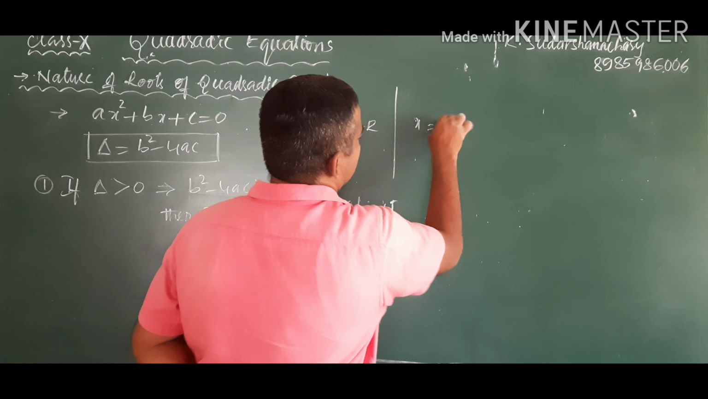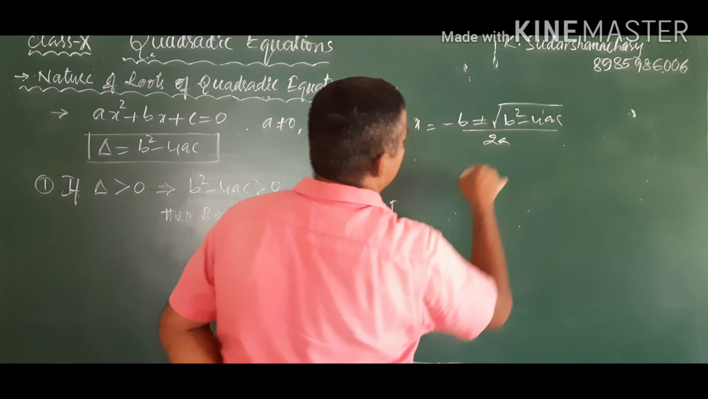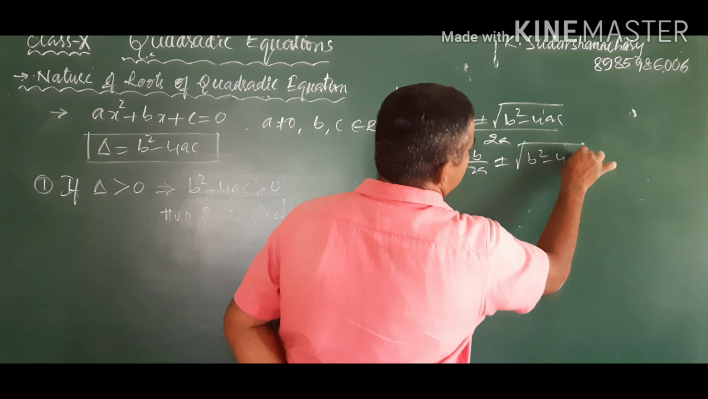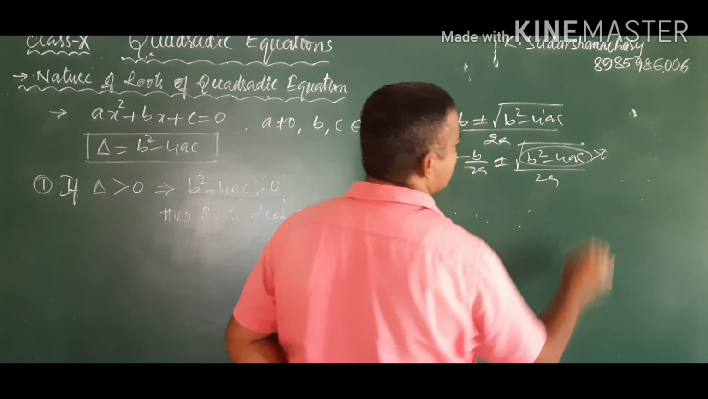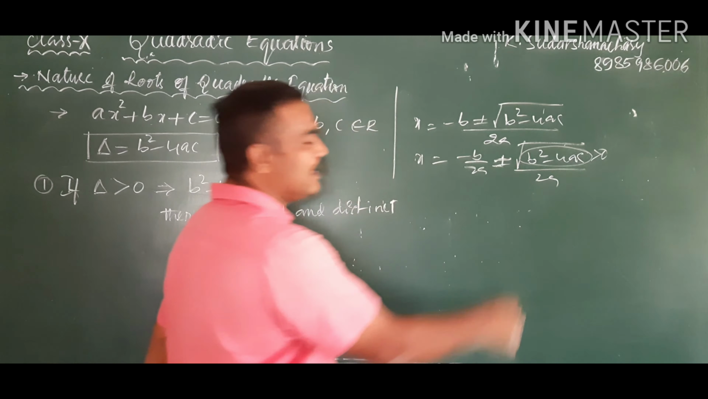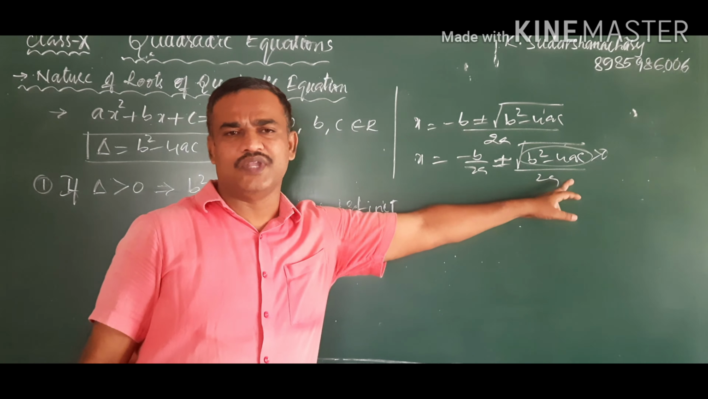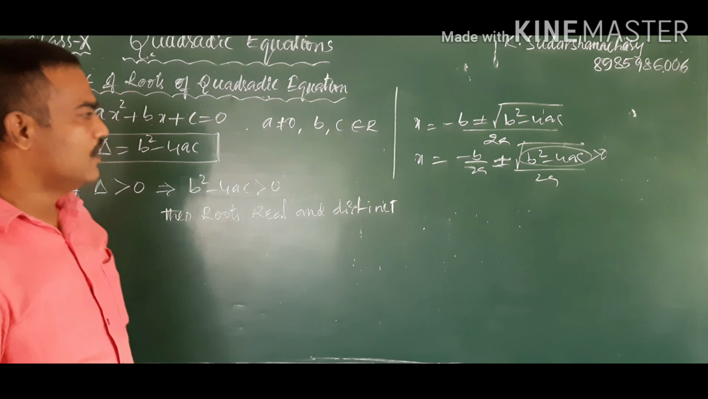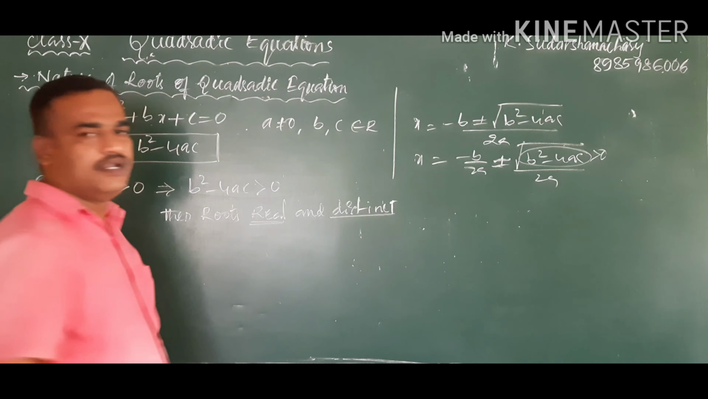See here, x = (-b ± √(b² - 4ac)) / 2a, that is x = -b/2a ± √(b² - 4ac)/2a. When the value is positive, greater than 0, we will get two distinct roots. One is -b/2a + √(b² - 4ac)/2a, and the second one is -b/2a - √(b² - 4ac)/2a. We get two distinct roots, so the roots are real and distinct.